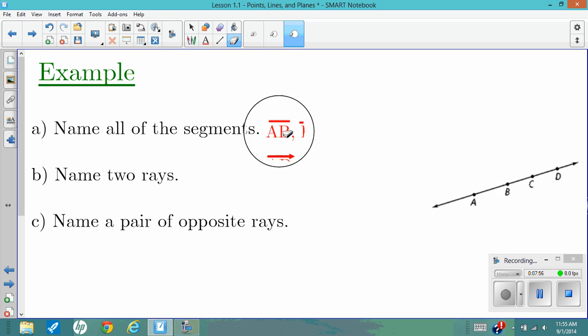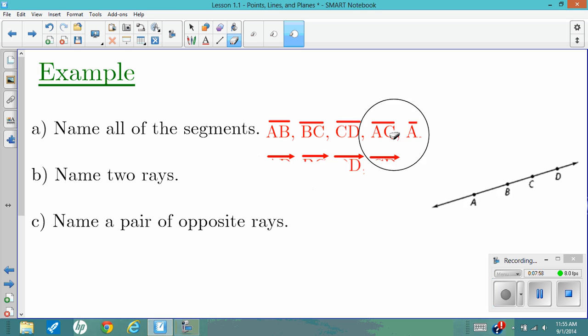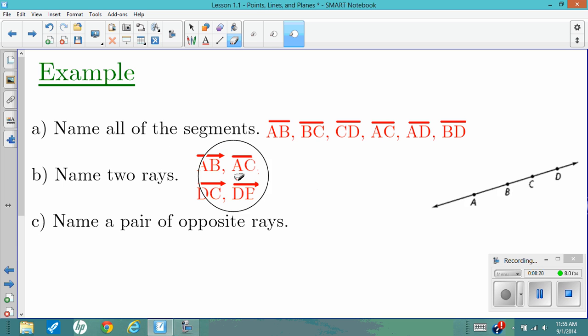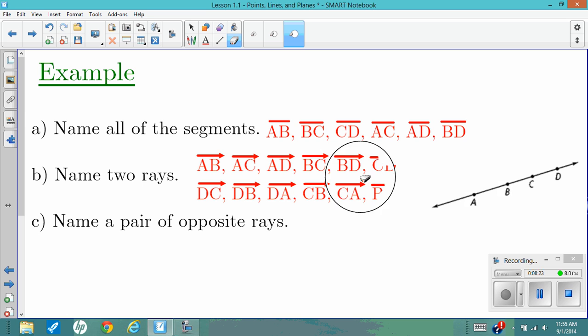So I've labeled all of the segments, as you should have as well. Oh, and I've shown you the answer to the next one. So we have segment AB, BC, CD, AC, AD, and BD. They're all different chunks of that big line. There are also several rays. I asked you to name two. I named them all for you. If you named any two of those rays, then you are correct.